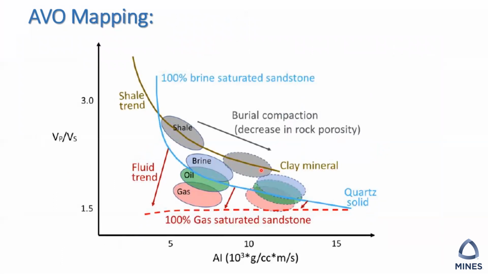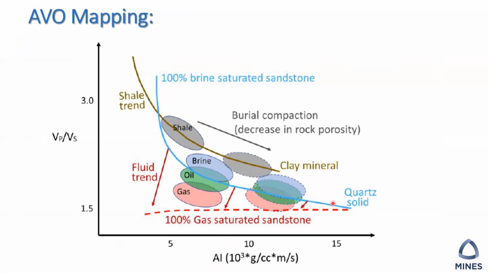So let's take a look at this in a particular case. On the horizontal is the acoustic impedance, and on the vertical is the VP-VS ratio we just talked about. In this case, we have the shale trend over here. So this is burial and compaction. As the shale gets buried, the impedance is going to increase because it's going to be harder rock, right? Density times VP are increasing. And then this is the 100% brine saturated sandstone line. Same as the shale, as it gets buried, the sandstone is also going to increase in acoustic impedance.